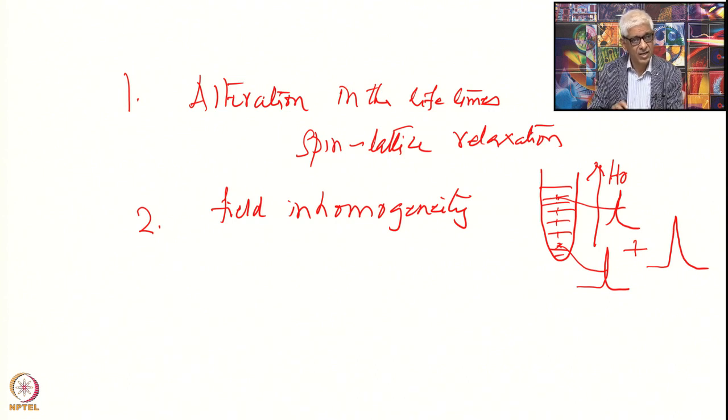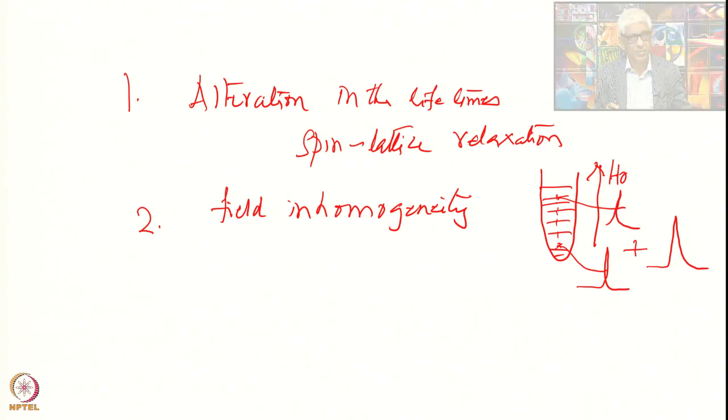Earlier one was the lifetime of the individual states being changed, and this is a different mechanism. This can be controlled by adjusting the homogeneity of our magnet very well. So this is an important contributor to the line widths. There are various other reasons why there can be changes in the lifetimes, and these are all based on quantum mechanical principles. It is sufficient to know that whatever alters the lifetimes of the individual states will contribute to the line widths.